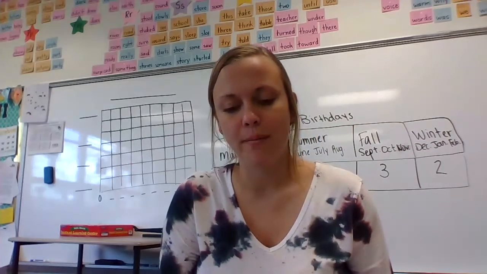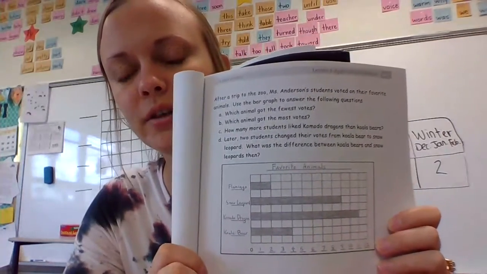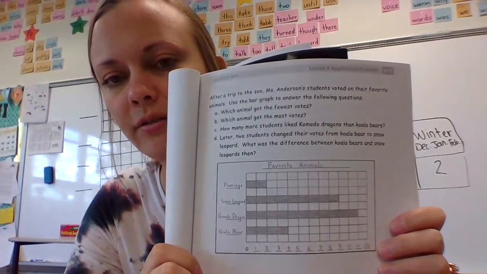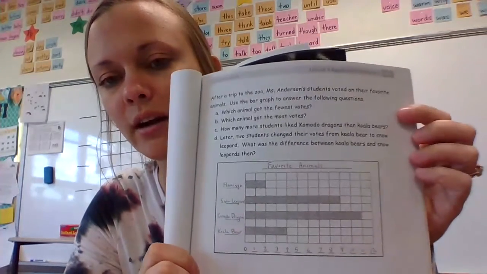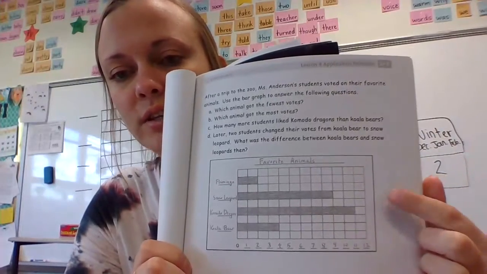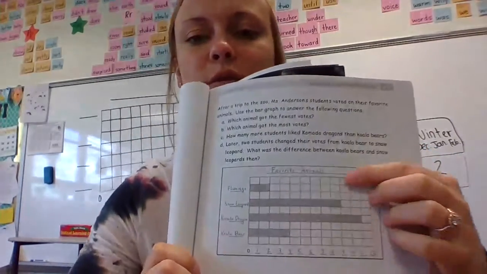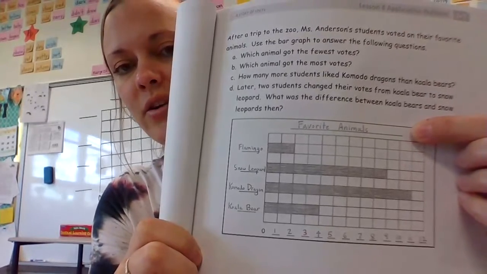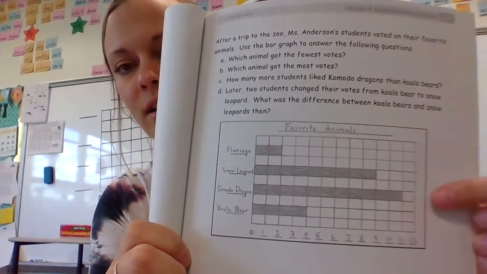First, though, let's look at your application problem for this week. After a trip to the zoo, Miss Anderson's students voted on their favorite animals. Use the bar graph to answer the following questions. You have 1, 2, 3, 4, A, B, C, D questions to answer. We have to use this bar graph to answer all of these questions, okay? Again, just as a review, here's the title of this bar graph, favorite animals. And over here, this is all the data that they collected.